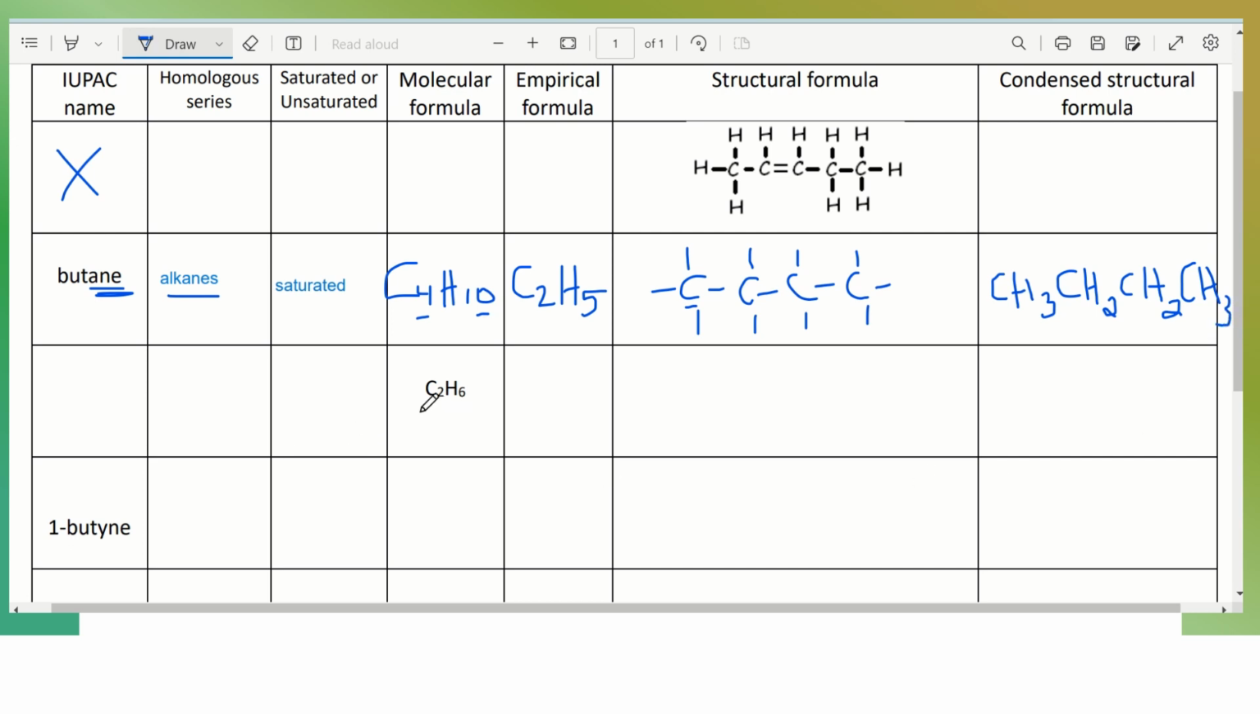All right, now we're going to look at this one. This one we start with a molecular formula. Okay, so when you have the molecular formula, empirical formula is easy, right? Both of these numbers can be divided by 2. So CH3 is my empirical formula. I can go to structural formula next.